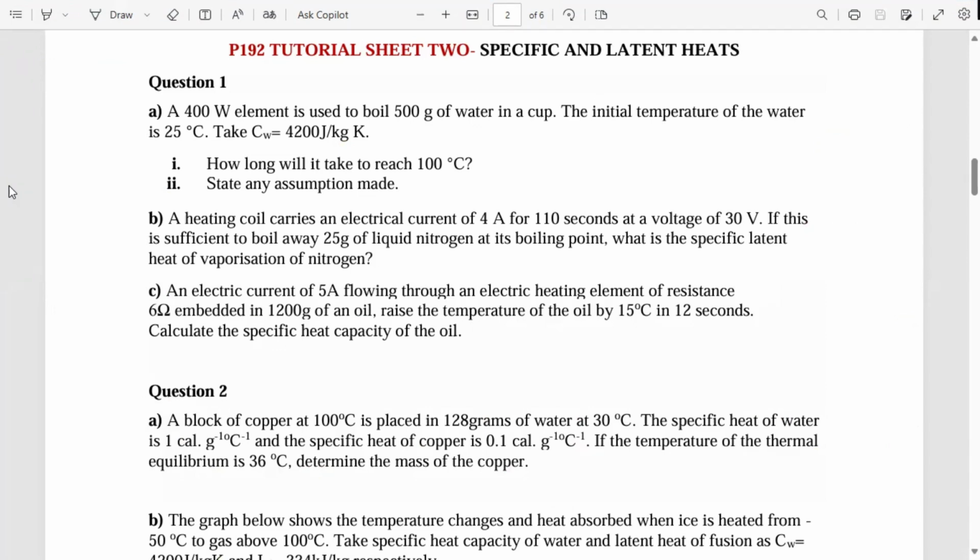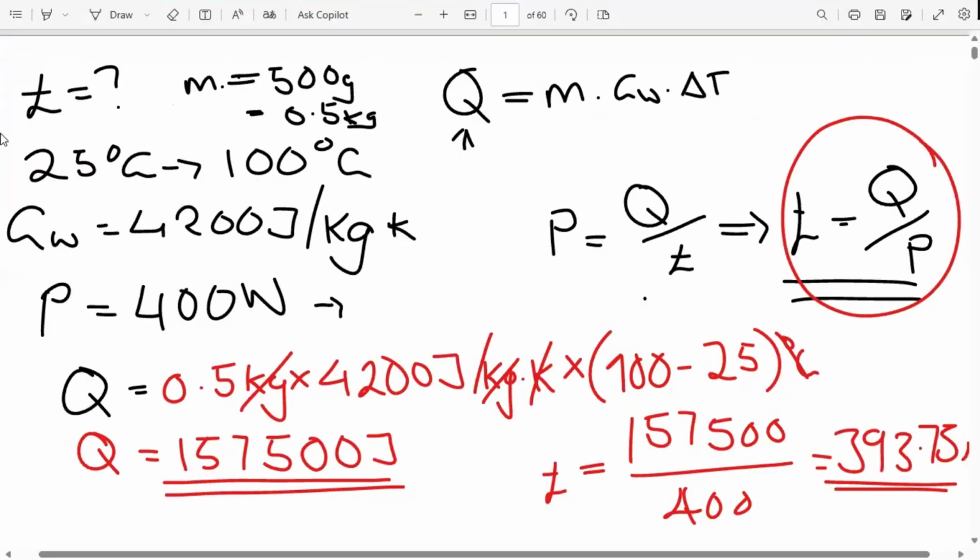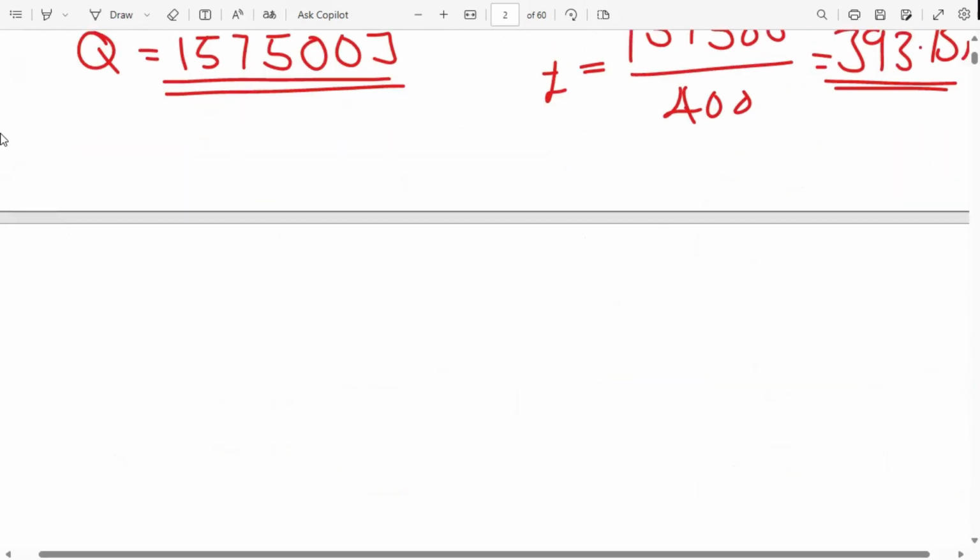Okay, so a heating coil carries an electrical current of 4 amps for 110 seconds at a voltage of 30 volts. If this is sufficient to boil away 25 grams of liquid nitrogen at its boiling point, what is the specific latent heat of vaporization of nitrogen? In order for us to solve this question, this is also not very complicated. We're just going to use the relationship between electrical energy and heat energy required for a phase change, which in this case is vaporization.